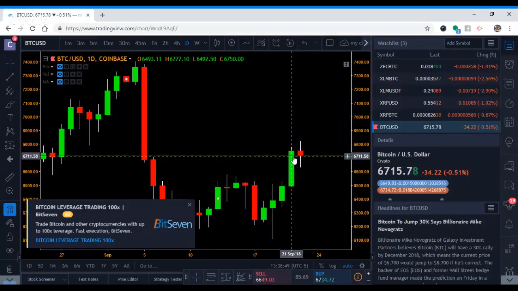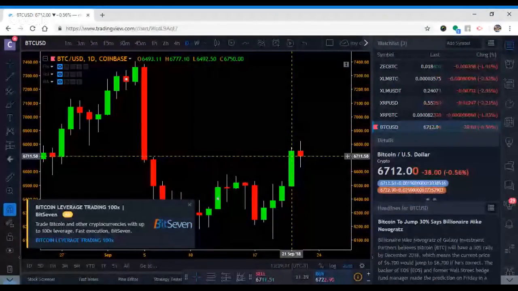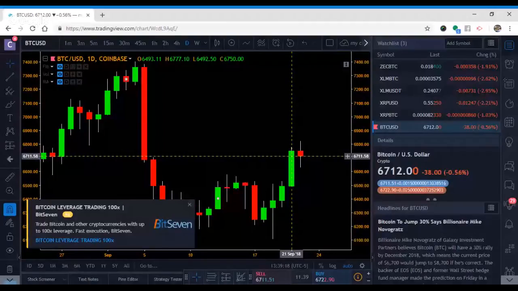So when we're looking at September 21st, we can see that the opening is at $6,493.11. It closed after 24 hours at $6,750. Now, within that 24-hour period, that is what the candle wicks represent. It went as low as $6,492.50. So it only actually dropped 50 cents below the price that it opened at, but it went as high as $6,777. So we went about $27 higher than the price that it closed at.